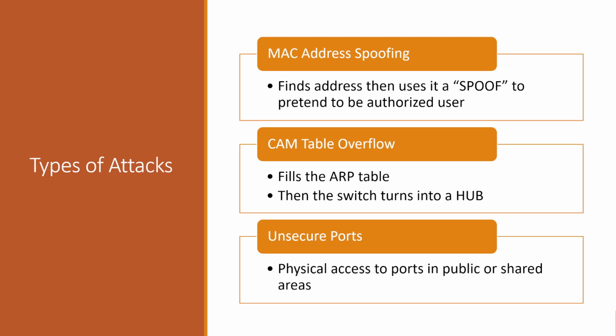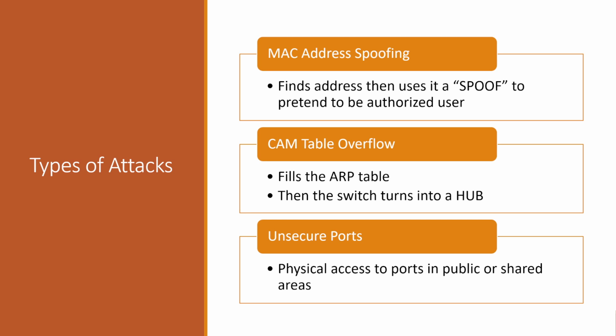Now, some of the attacks that we may see with this would be MAC address spoofing. This is where the attacker attempts to spoof the MAC address of an unauthorized device, or of an authorized device, and this will allow them to gain access to the network port. So by pretending to be a trusted device, attackers can bypass port security and gain unauthorized access to sensitive network information.